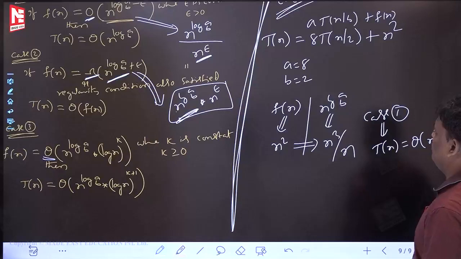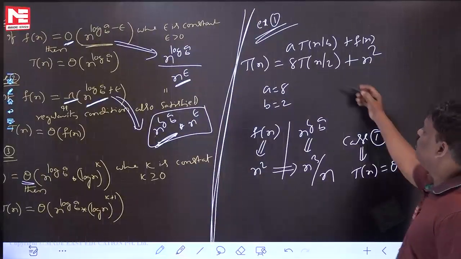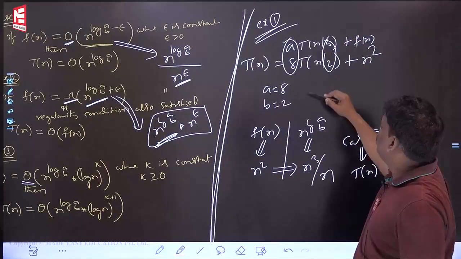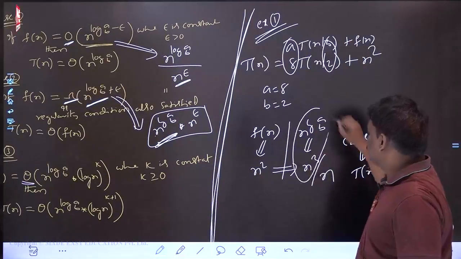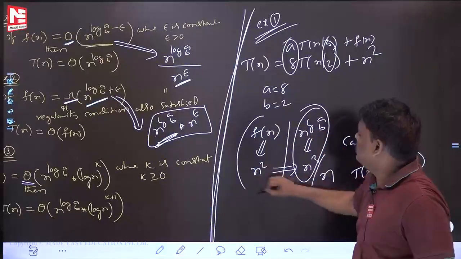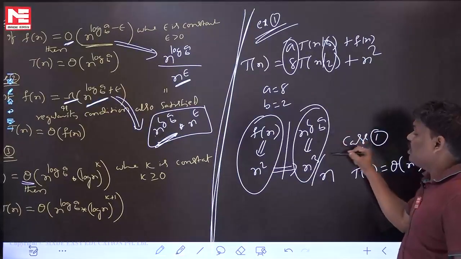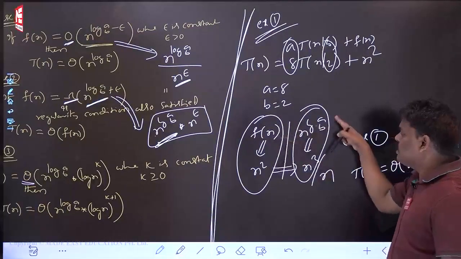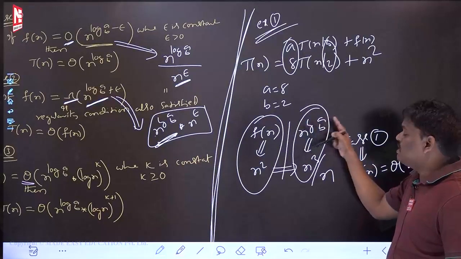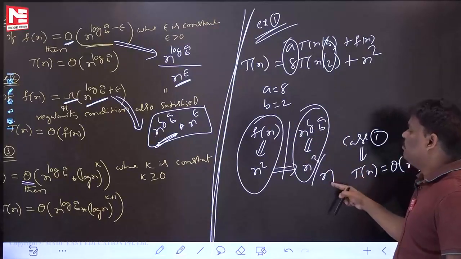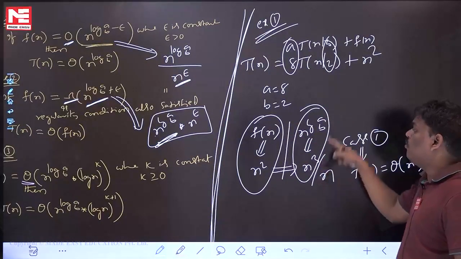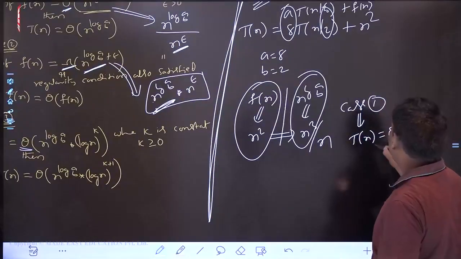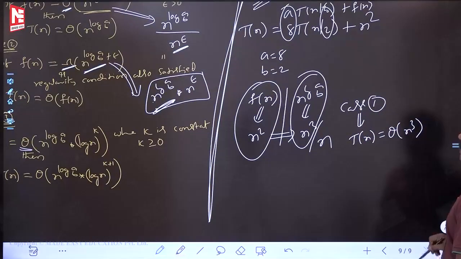That is the first problem. Just find the a value and b value, and using that find n power log a base b. Compare with f of n, n square; n power log a base b is bigger. If I divide by n, I get f of n, so it is bigger by n times. N is a polynomial, so it is polynomial time bigger: case 1 of the master theorem. The answer is n power log a base b. That is example 1.